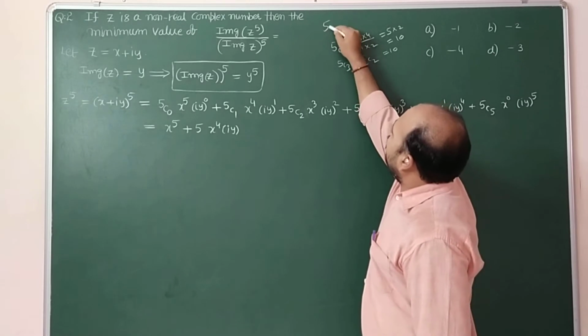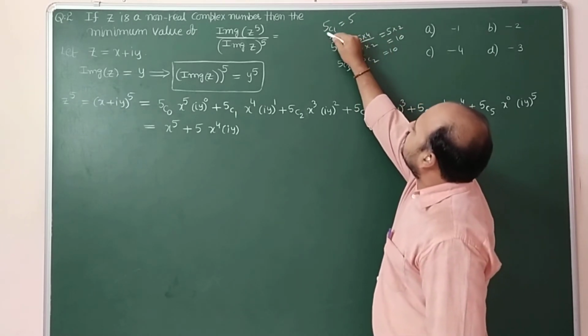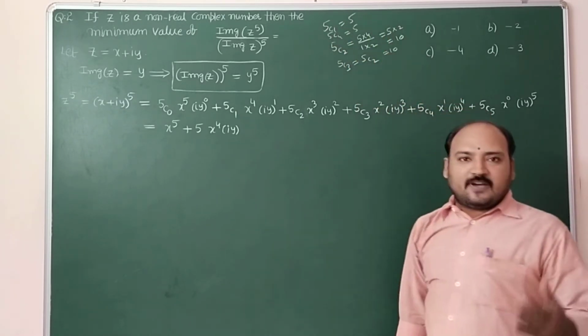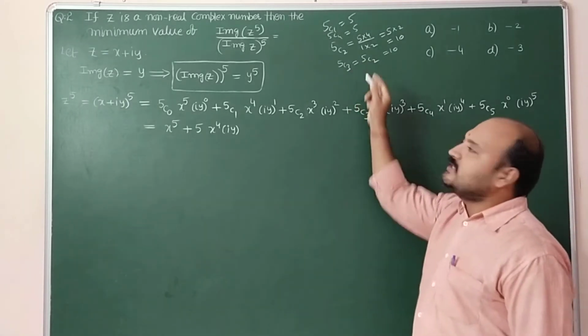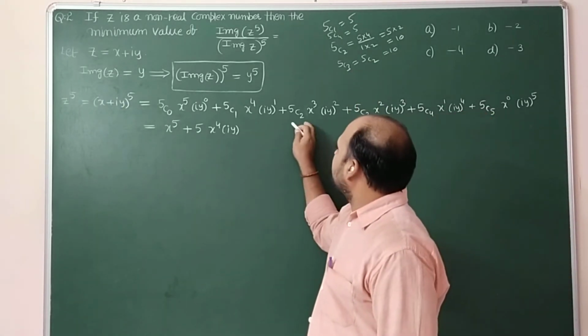Even 5c1, I said now already, 5c1 is equal to 5. Even 5c4 is also equal to 5. Why? Because 5c4 equals 5c1, by the nCr equals nC(n minus r) formula. So now come to 5c2.